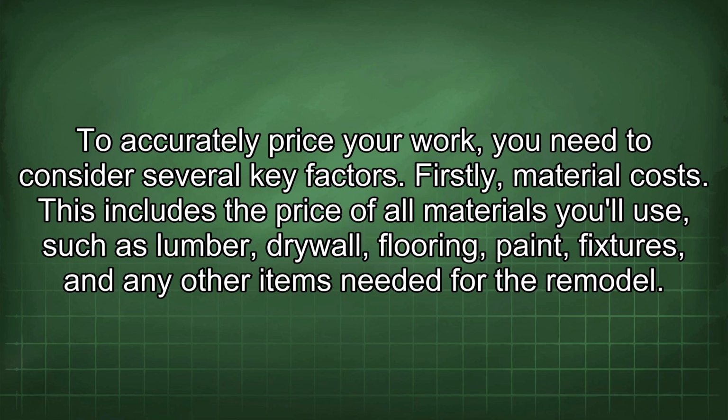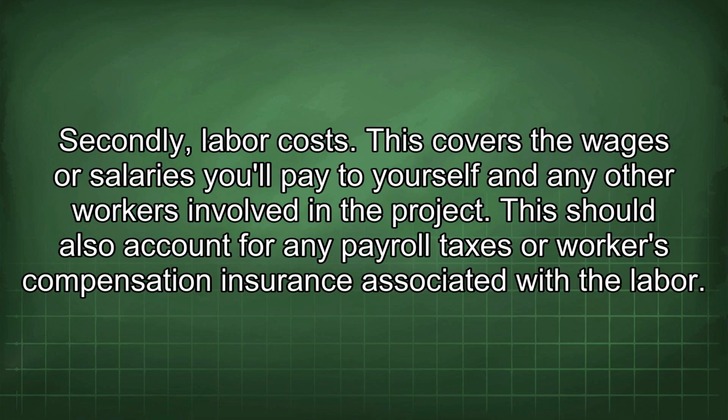Firstly, material costs. This includes the price of all materials you'll use, such as lumber, drywall, flooring, paint, fixtures, and any other items needed for the remodel. Secondly, labor costs. This covers the wages or salaries you'll pay to yourself and any other workers involved in the project. This should also account for any payroll taxes or workers' compensation insurance associated with the labor.